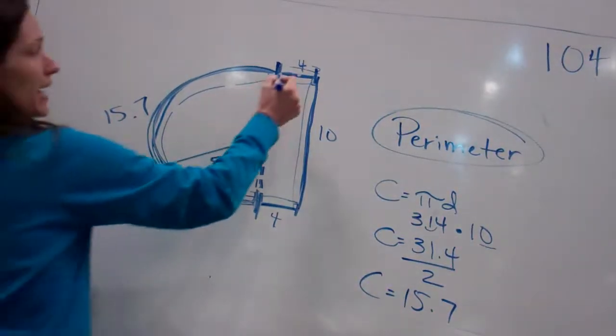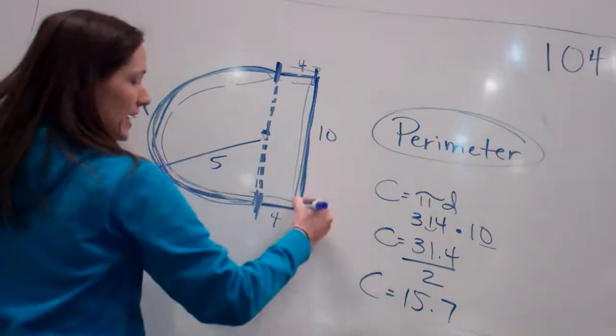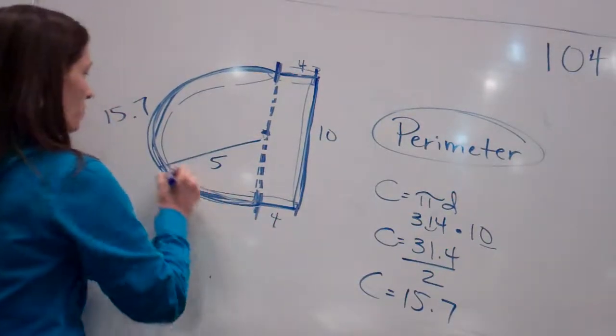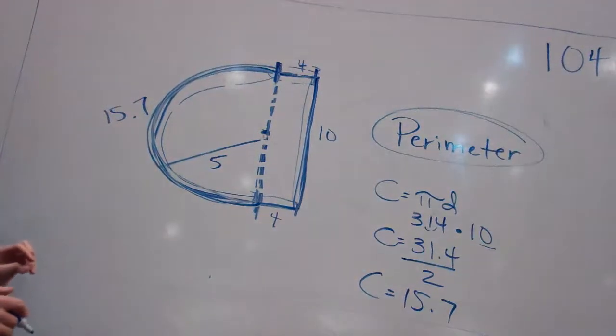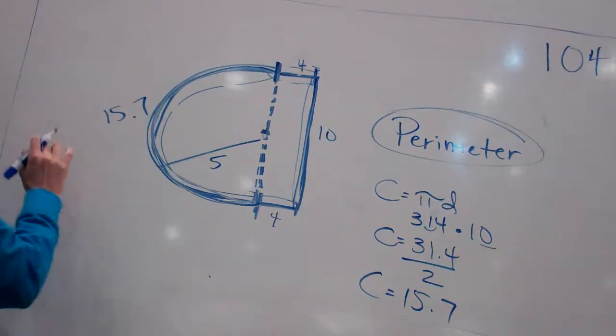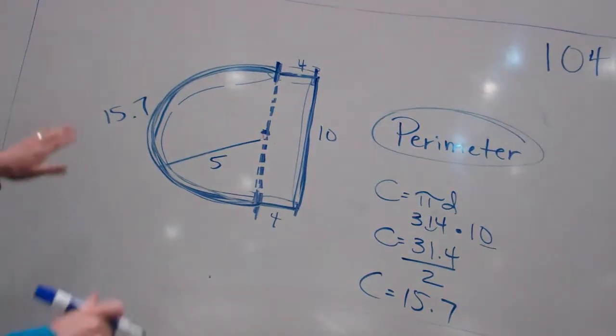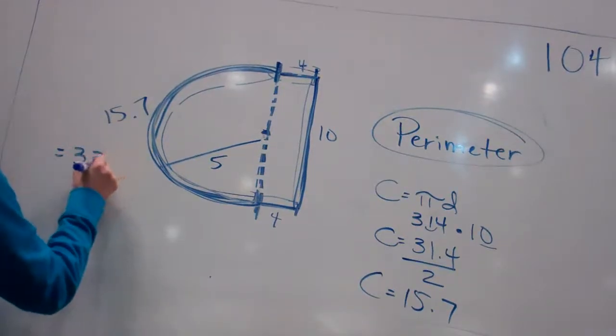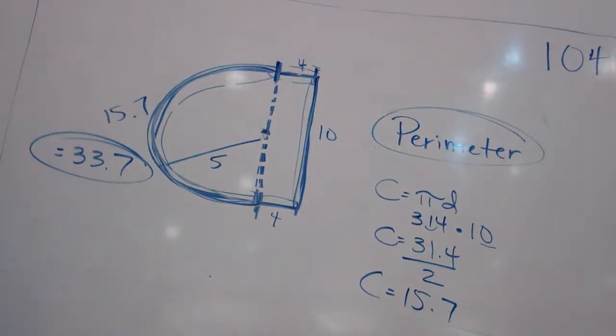So now I take 4 plus 10 plus 4 plus 15.7. And tell me what I get. 33.7. What is it? I think it's 33.7. 33.7. You're exactly right. Good job. 33.7 is the total perimeter of that figure. Everybody understand?